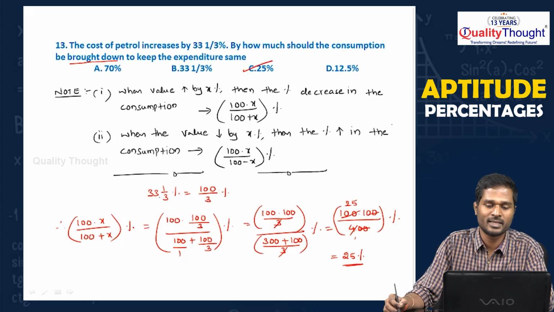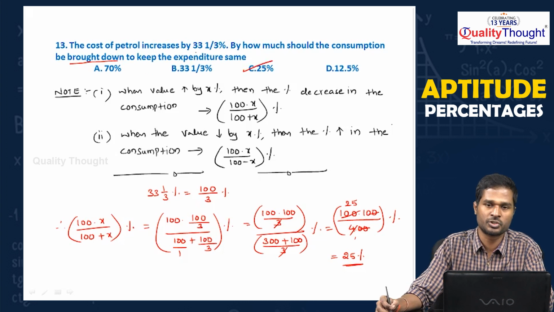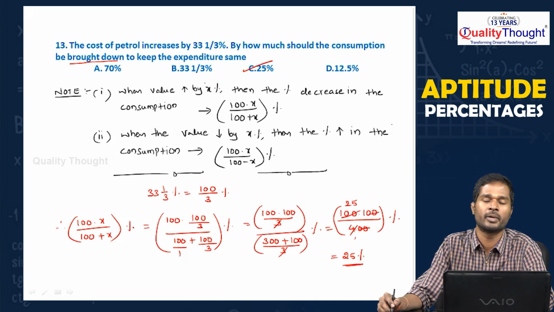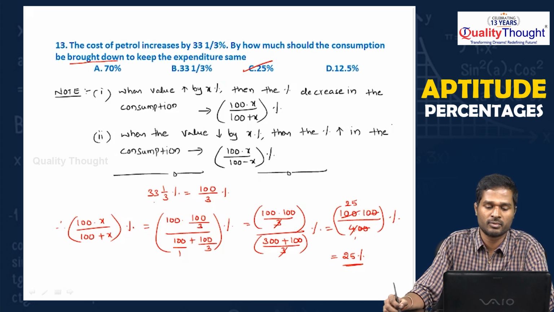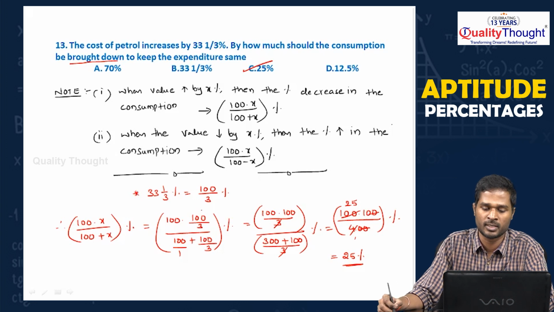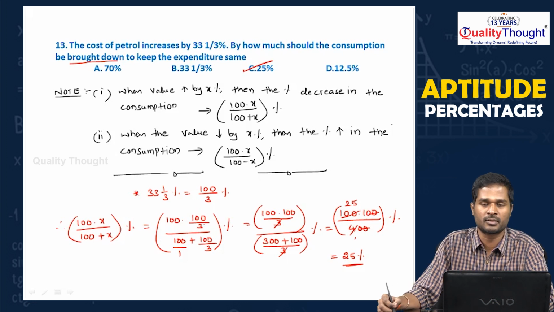See here, it is increased by 33%. Original value is increased by 33%. So how much my consumption should be decreased to maintain the same original price? So that is 100x by 100 plus x. So convert this mixed fraction into improper fraction first. So 33 1 by 3 is 100 by 3. So substitute it in the place of x.